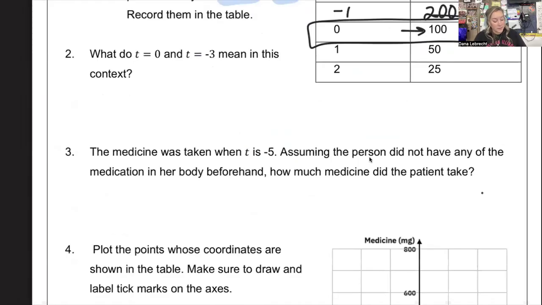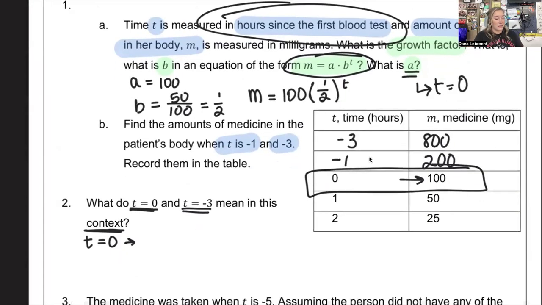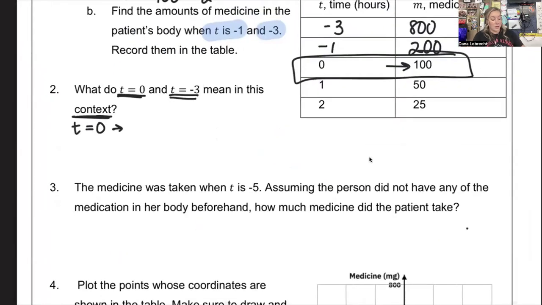Now, number 2 is asking what do t equals 0 and t equals -3 mean in context. So I don't need to find the value. I want you to tell me what do they tell me? Okay. So when t equals 0, remember we're talking about time in hours since her first blood test. So if t is 0, this would be the time when she took the first blood test.